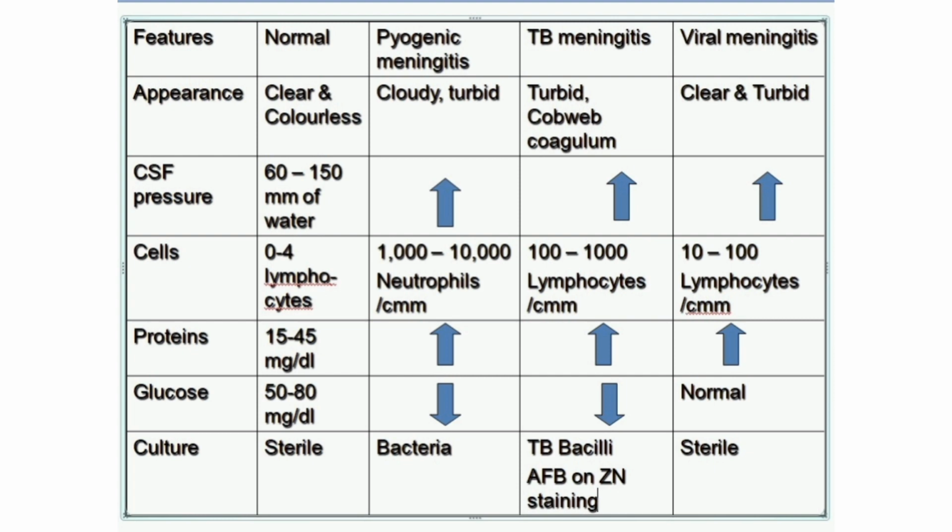Proteins are increased in all types of meningitis. Sugar is reduced in pyogenic and tubercular meningitis and nearly normal in viral meningitis. Then in culture, bacteria are isolated in pyogenic meningitis, the tubercular bacilli in tubercular meningitis. And the culture is sterile in case of viral meningitis. So please learn this table by heart, very, very important.